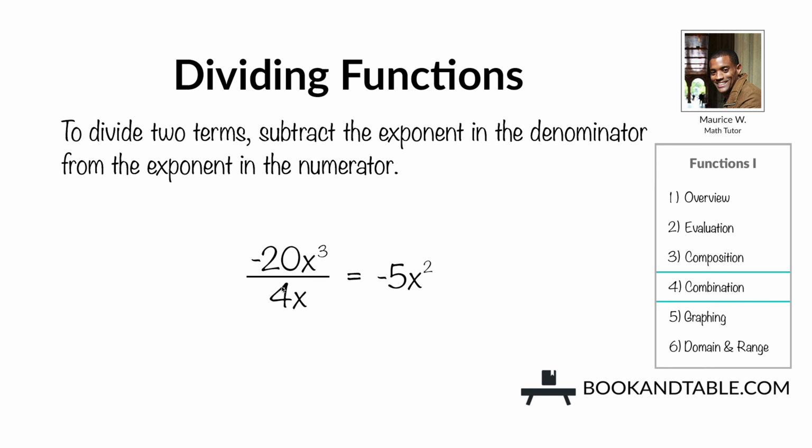So we divide our coefficients the way we normally divide numbers. Negative 20 divided by 4 is equal to negative 5. For the variables, we have x to the third divided by x to a power of 1. So the quotient is x to the 3 minus 1, which would be 2. So divide numbers the way you normally would. For variables, you subtract the exponent in the denominator from the exponent in the numerator.